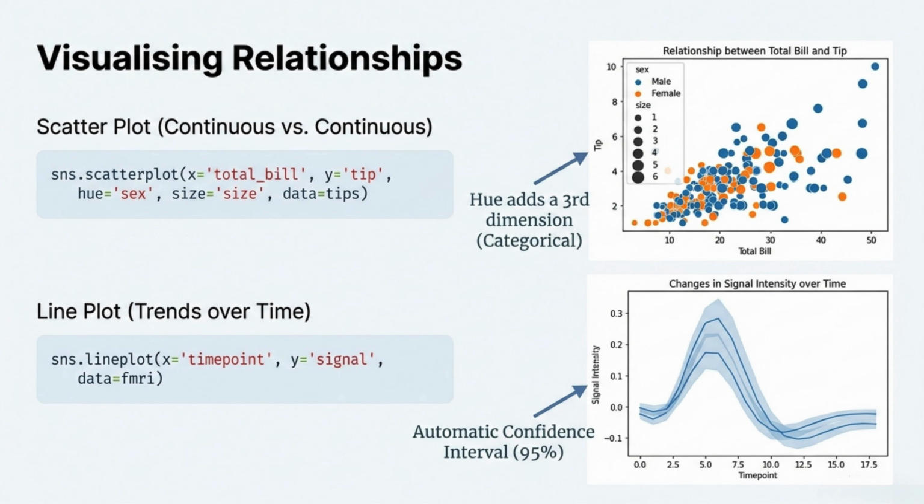Relational plots visualize relationships between two numerical variables. Scatter plots and line plots are commonly used here. They are useful for identifying trends and correlation.